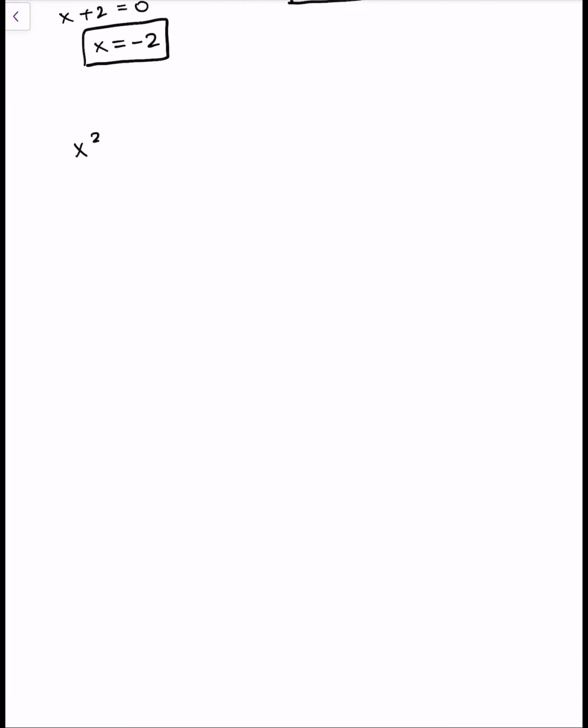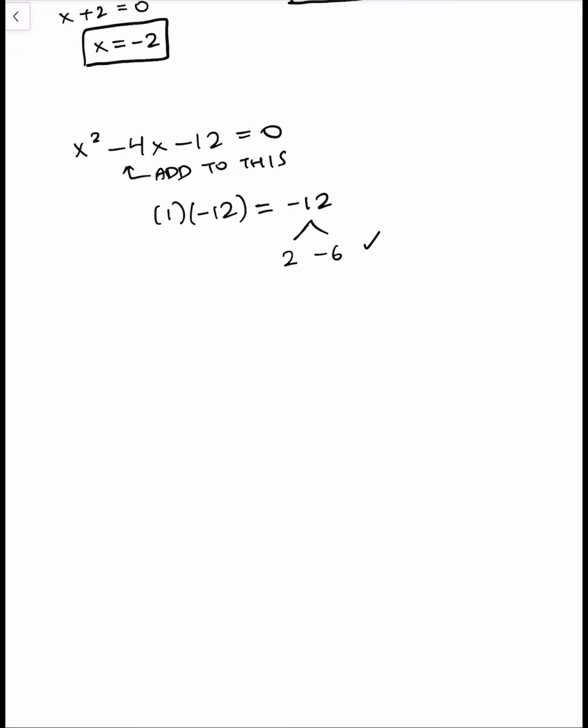but with the shortcut. So we're starting with x squared minus 4x minus 12 equals 0. And then we notice that we have a 1 out front. And so we can do 1 times negative 12 equals negative 12. And then we're going to find two values that multiply to negative 12 but add to this. So we're starting off the same. And again, just like before, we found out that 2 times negative 6 works. But this time we can just jump straight to factoring. And so this is going to be x plus 2 times x minus 6 equals 0.